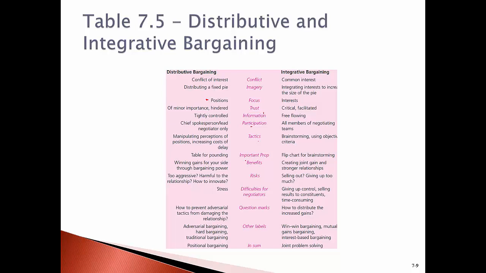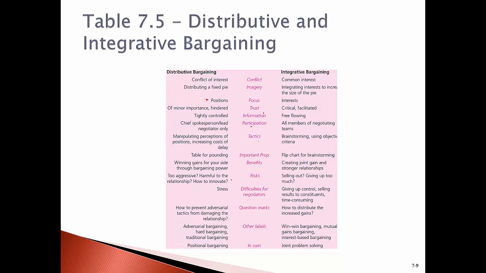Remember, I mentioned that we might talk about theatrics a little bit here. In distributive bargaining, you'll see things like table pounding, right? It's very theatrical. In integrative bargaining, you're going to see things more like flip charts and computer screens to try to brainstorm. In distributive bargaining, we have that win-lose scenario, whereas in integrative bargaining, we can create joint gains and also stronger relationships.